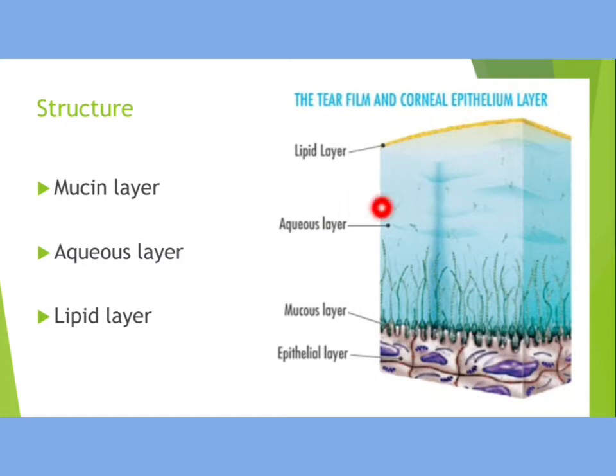Okay, so this is the aqueous layer, the watery layer, and the outermost layer is the lipid layer. It is the thinnest layer, with a thickness of 0.1 micrometer, and this lipid layer is secreted from the meibomian glands and glands of Zeis and Moll. This lipid layer prevents the outflow of tears, reduces evaporation, and lubricates the eyelids as they slide over the surface of the globe, and the mucus layer helps tears distribute over the ocular surface.